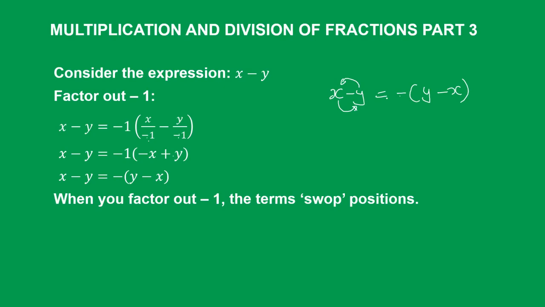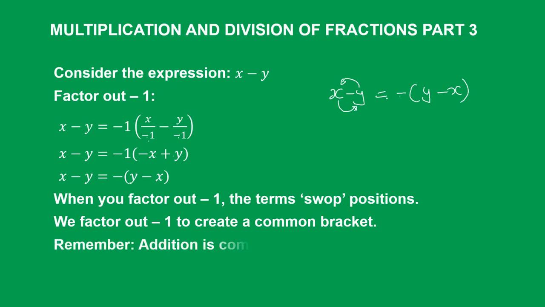So why do we do this? We usually do this to create a common bracket so that we can factorize. We factor out -1 to create a common bracket, then we can factorize. Remember, addition is commutative, so for a bracket like x plus y, it's just the same as y plus x. When it's addition, you just swap the terms around without factoring out -1. Addition is commutative.